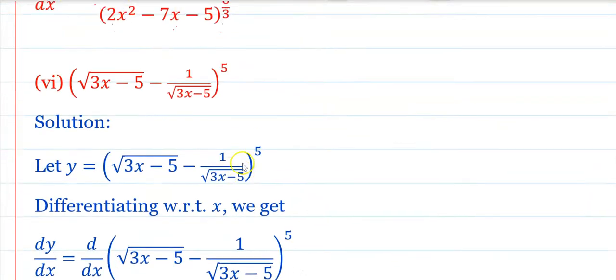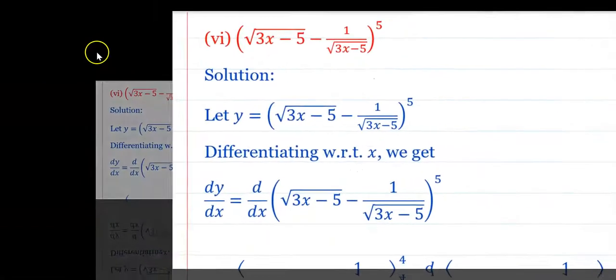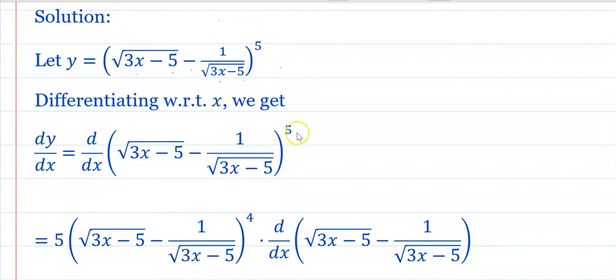Okay. Now the last problem from the question number 1. माझ्या next video मध्ये मी question number 2 घेणार आहे या प्रकारे. Next problem number 6. That is in root of, in bracket, in root of 3x minus 5 minus 1 upon in root of 3x minus 5 bracket raised to 5. Let again y is equals to in bracket in root of 3x minus 5 minus 1 upon in root of 3x minus 5 bracket raised to 5. Now differentiate this with respect to x. पुन्हा powerचा derivative काढणार. Okay.